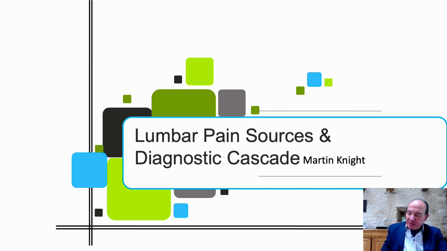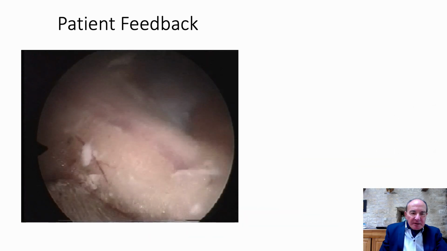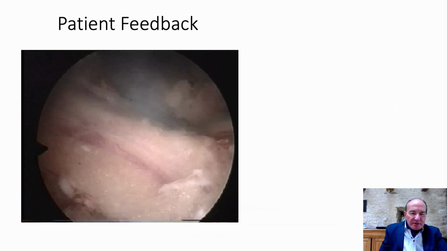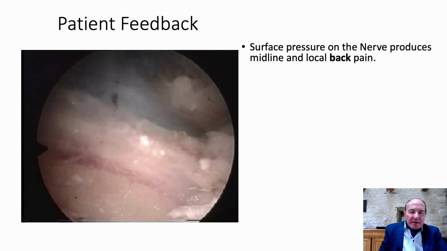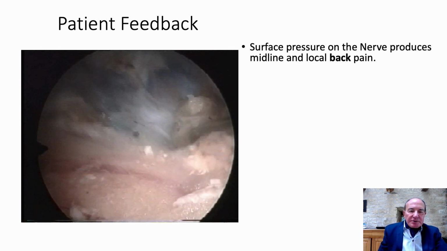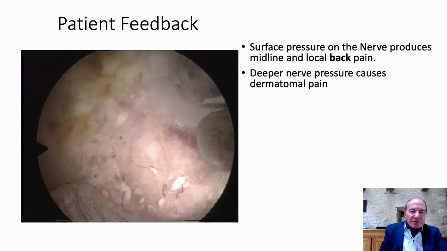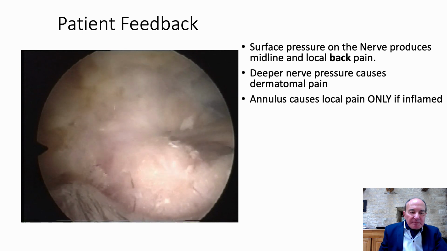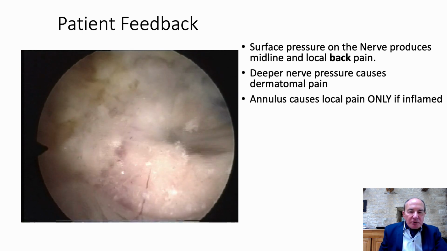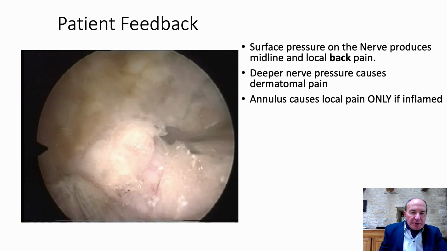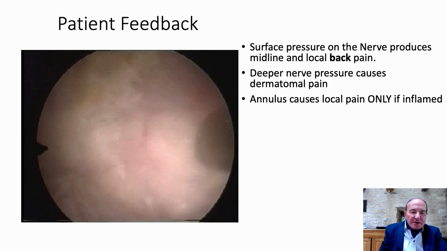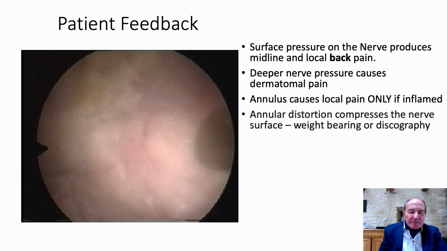Over the last 30 years performing awake-state spinal surgery, I've learnt that the concept of discogenic pain is misleading. Here I'm touching the exiting nerve in the foramen, and surface pressure on the nerve produces midline and local back pain, and deeper nerve pressure causes dermatomal pain. The annulus only causes local pain, and only if it's inflamed, such as when there is a high-intensity zone.